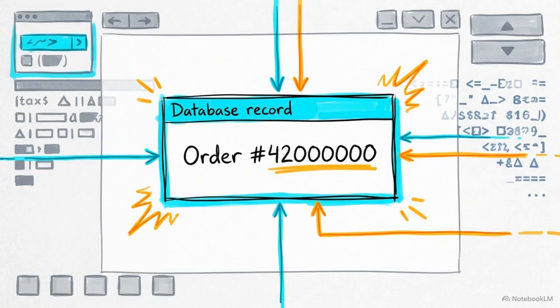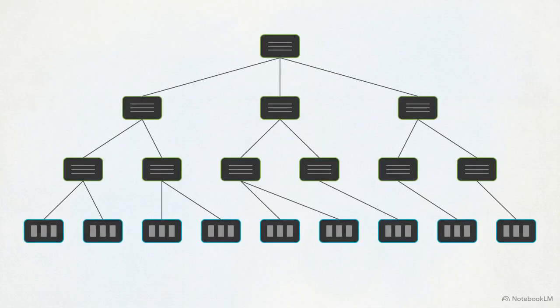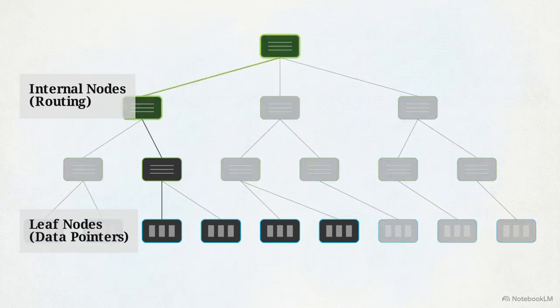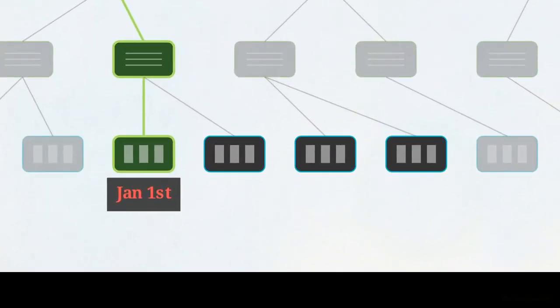But what if you aren't looking for one specific order? This new query asks for every event that happened over an entire week. A single vertical drop down the tree cannot pull a range of rows at once. To solve this, the database descends exactly as before, but its goal is strictly to find the very first date in your range, January 1st, located in the leftmost qualifying leaf page.